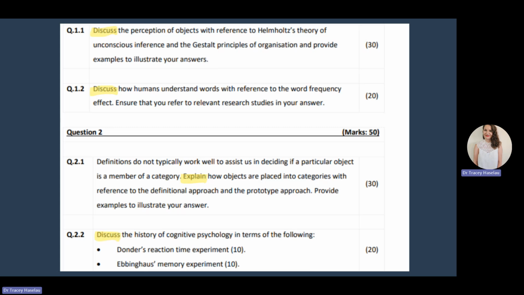Question 1 in totality, 50 marks. Question 2 in totality is 50 marks. Sorry, I cut out the mark allocation for the top of question 1. So we've got a question on, let me move this thing. We've got a question on the perception of objects with reference to Helmholtz's theory of unconscious inference and the Gestalt principles of organization, and you have to provide examples to illustrate your answer. So a lot is required of you within one question that will give you 30 marks.